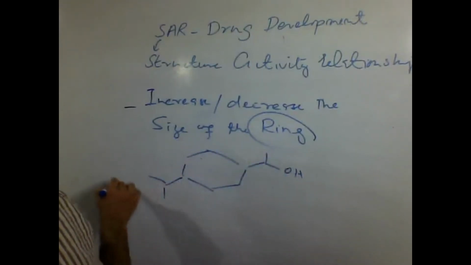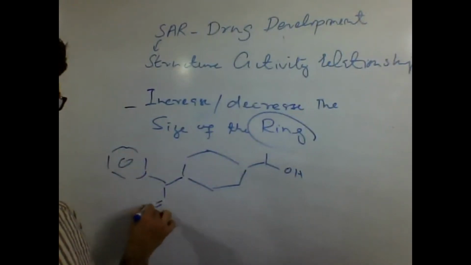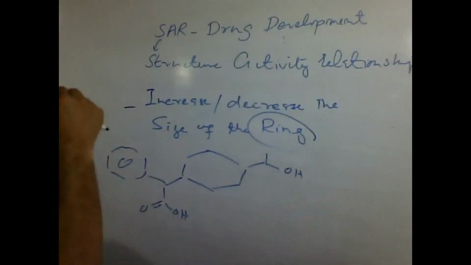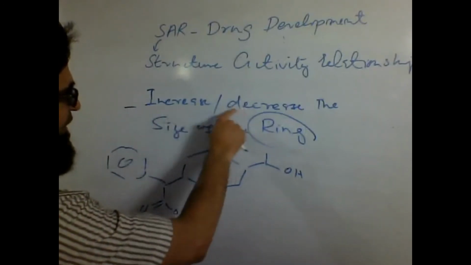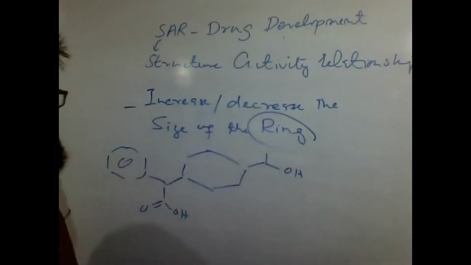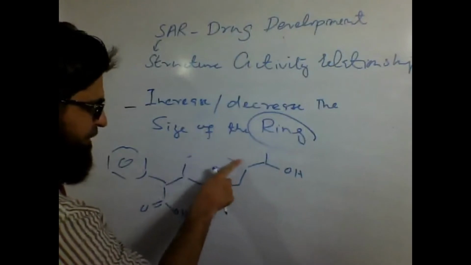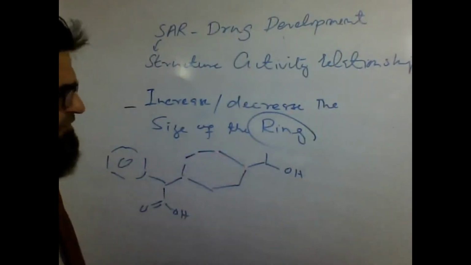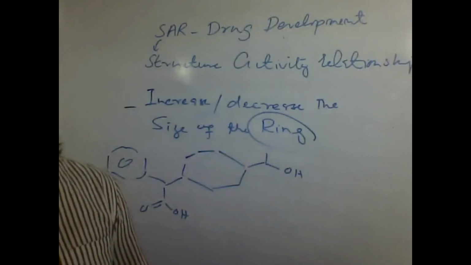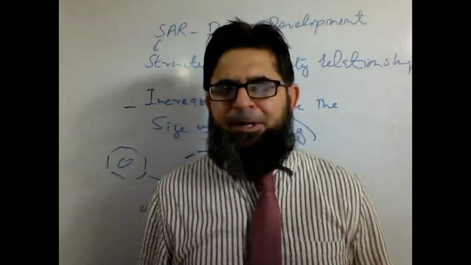It could be any structure, you know. A number of drugs are available with different structures. I'm just trying to convey the basics about increasing or decreasing the ring structure. Let's say this ring is a 6-membered ring. One could increase its size. We can make it a 7-membered ring. The 6-membered ring has been converted into a 7-membered ring.